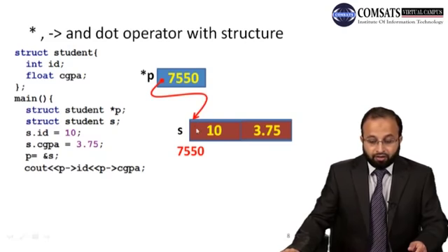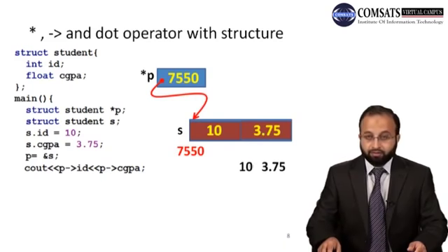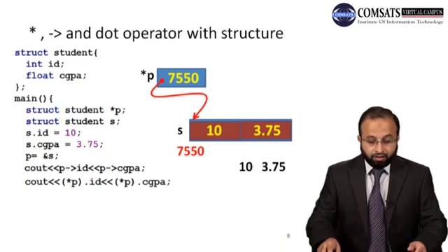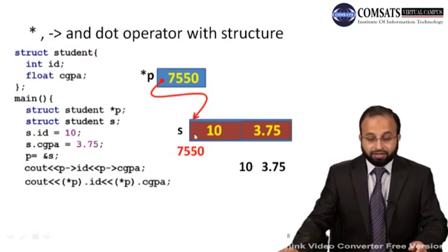So you write id, or you can write CGPA. So the output of this cout statement is 10 3.75, or you can write *p. *p is the value at address 7550. So this is the value at address 7550. The value at address 7550 is id and CGPA.